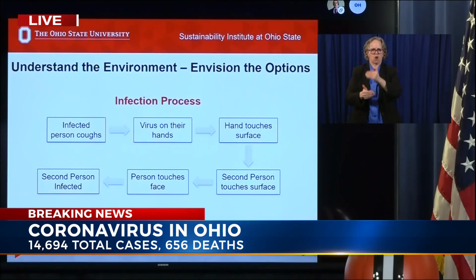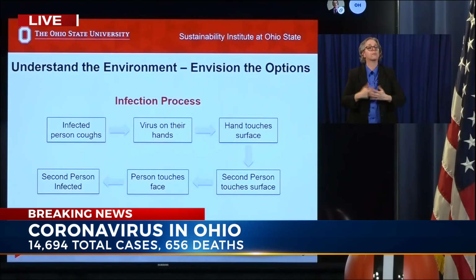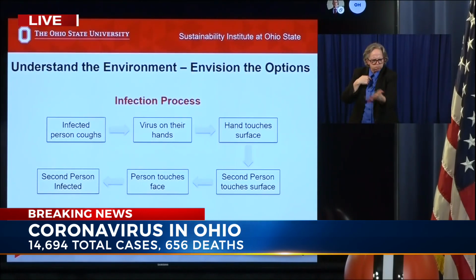So the modeling that you've heard about before is trying to track and predict how the disease is going to move within a population. That's a much larger picture than what we do. We're getting down to the micro scale to be able to look at what's happening with the virus.